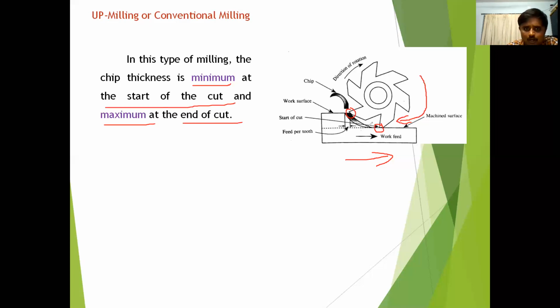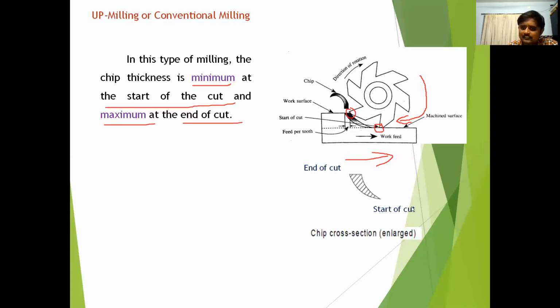Here, if you observe how the chip is formed, look at the thickness of the chip initially. Because the cutting tool touches at this particular point, it removes only a very small amount of material. So the chip thickness is minimum at the starting, and as you push the workpiece against the rotating cutting tool, the thickness gradually increases. So the chip thickness is minimum at the start of the cut and maximum at the end of the cut. Here is the starting point of the cut, and this is the end point of the cut.